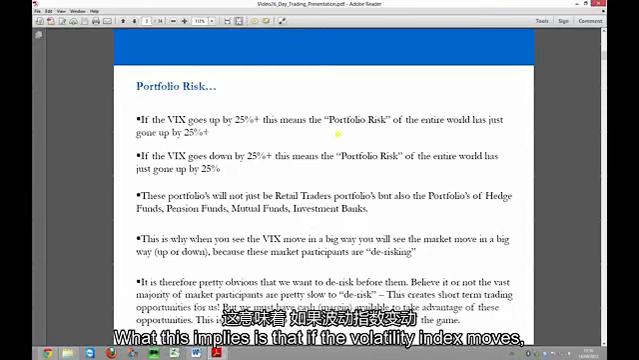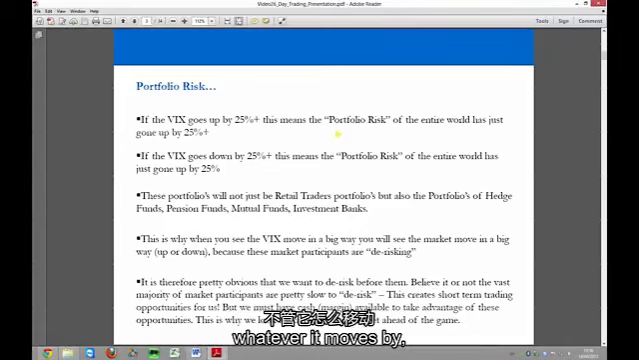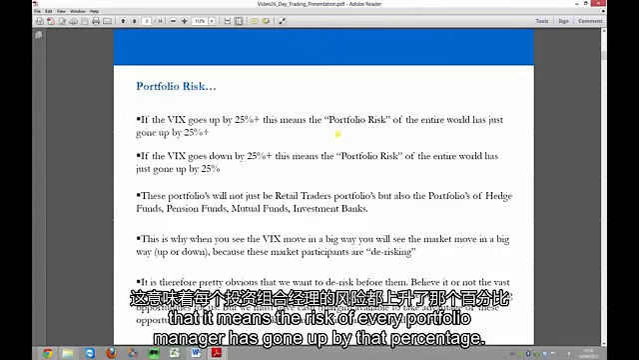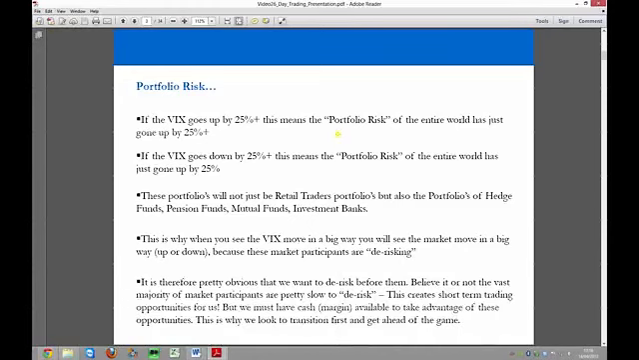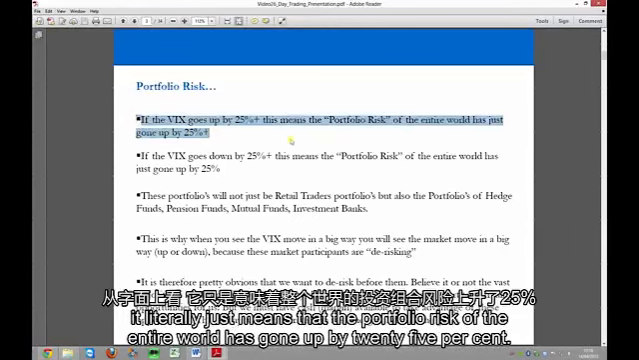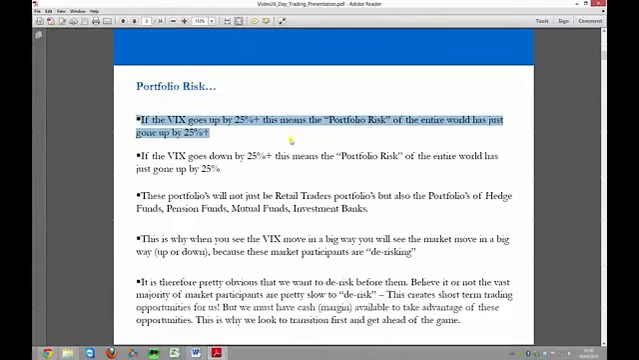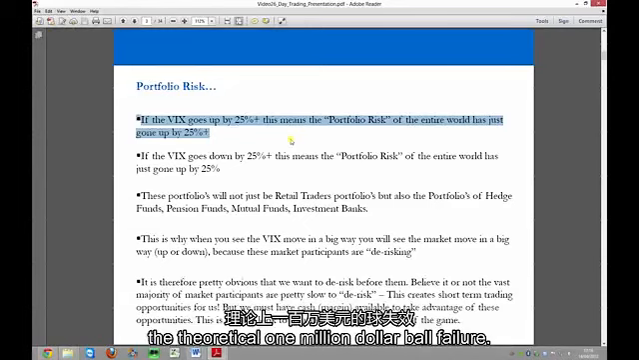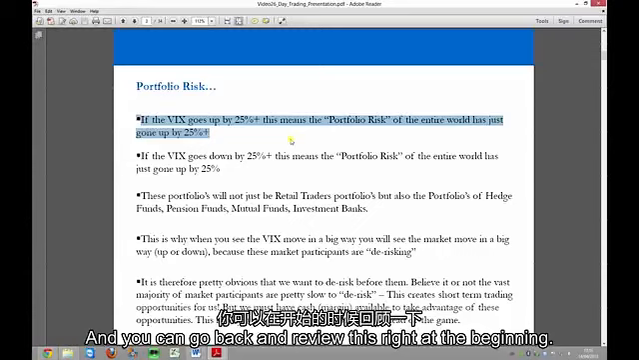So what this implies is that if the volatility index moves, whatever it moves by, if we assume that the whole world is in portfolio management, then the risk of every portfolio manager has gone up by that percentage. First things first, if the VIX goes up by 25%, it literally just means that the portfolio risk of the entire world has gone up by 25%. So remember this example where we were running the theoretical $1 million portfolio. You can go back and review this right at the beginning.